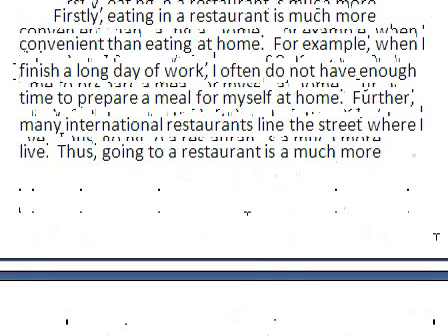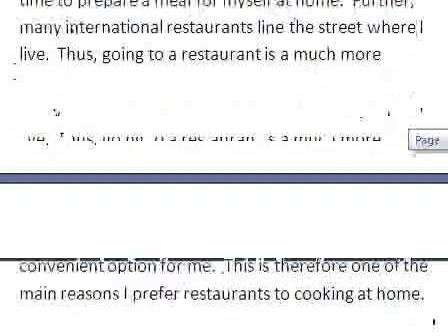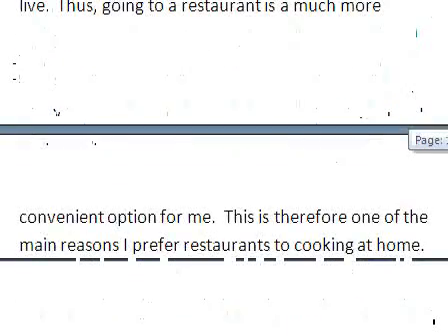So if we read supporting paragraph 1 together from the beginning: Firstly, eating in a restaurant is much more convenient than eating at home. For example, when I finish a long day of work, I often do not have time to prepare a meal for myself at home. Further, many international restaurants line the street where I live. Thus, going to a restaurant is a much more convenient option for me. This is therefore one of the main reasons I prefer restaurants to cooking at home.